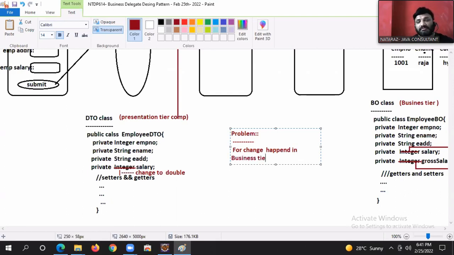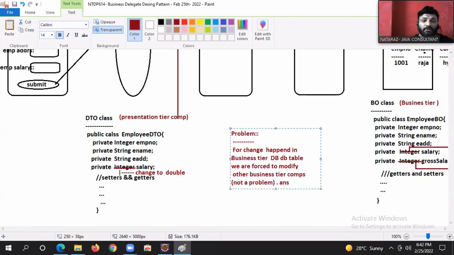Business tier. Okay, business tier database component. There, business tier DB table, right? We are forced to modify. We are forced to modify. What is this? Other business tier components. Okay, not a problem.